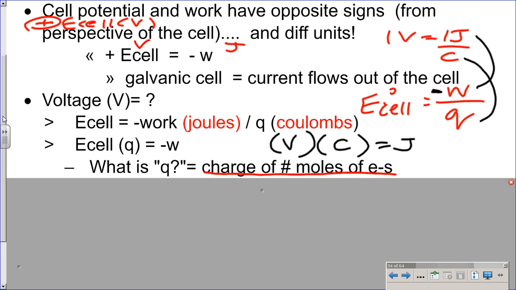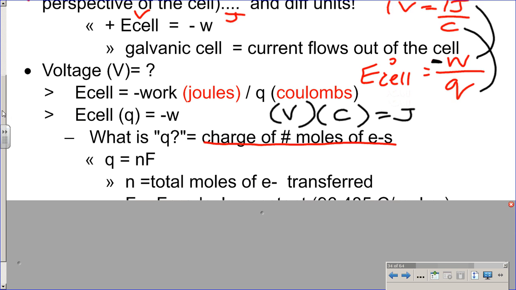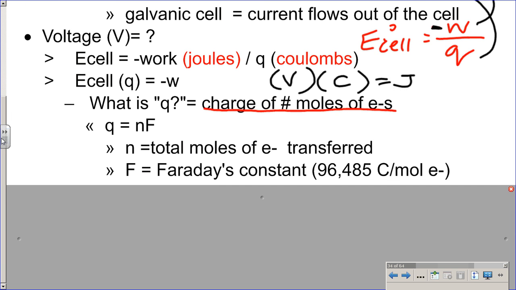You saw this last night on the simulation part? Yeah? Okay. So Q, which is charge, is equal to N, which has always been moles, right? In this case we're talking about moles of electrons, times the charge that each mole of electrons carries, which is the Faraday constant. So charge is equal to the number of moles of electrons transferred throughout a redox reaction times the Faraday constant, which is 96,485 coulombs per mole of electrons.